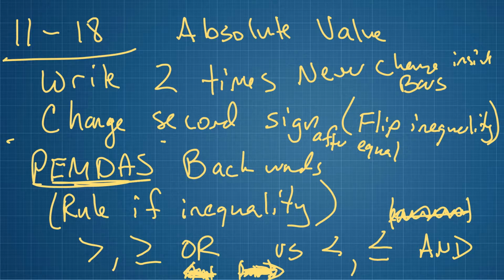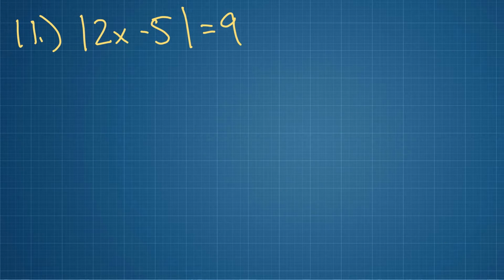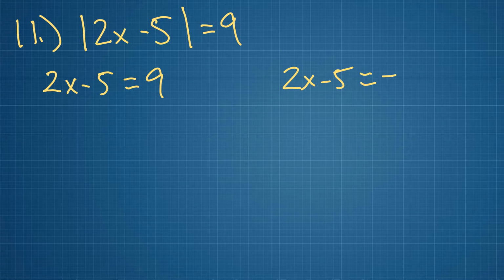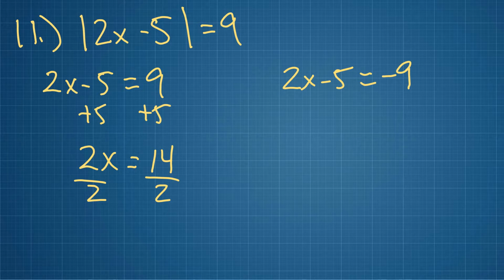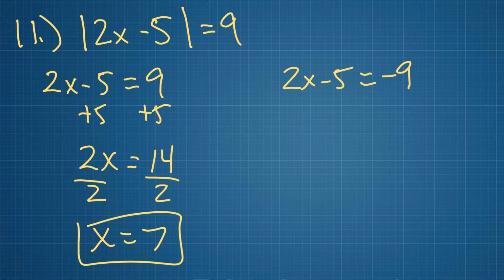And then if it's "and," that's going to be your kind of hint. All right, so I'm going to write it twice. I'm going to write 2x minus 5 equals 9. I'm going to write 2x minus 5 equals negative 9. I'm going to add 5 to both sides because I'm using PEMDAS in reverse. I get 2x equals 14. I divide by 2, divide by 2. X equals 7. There's my first answer.